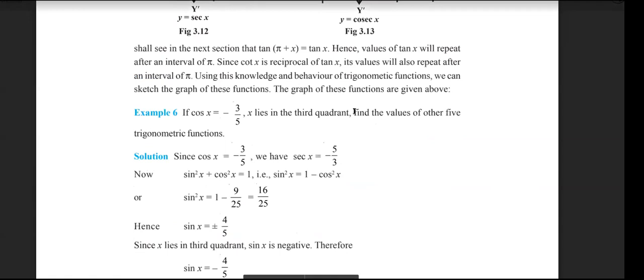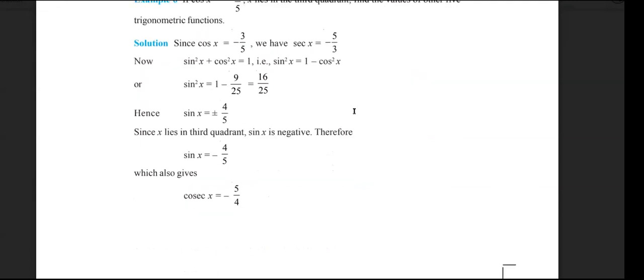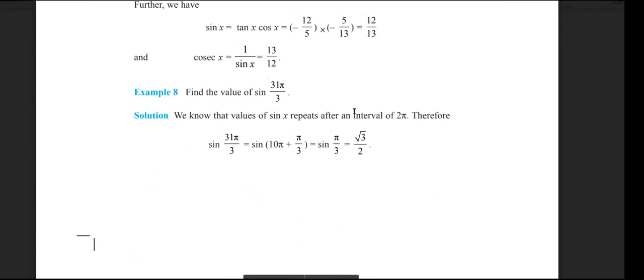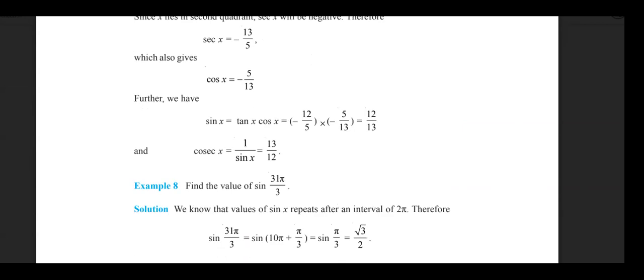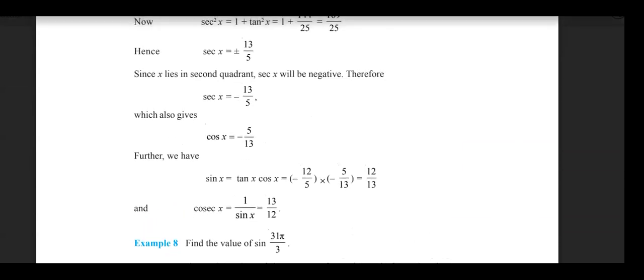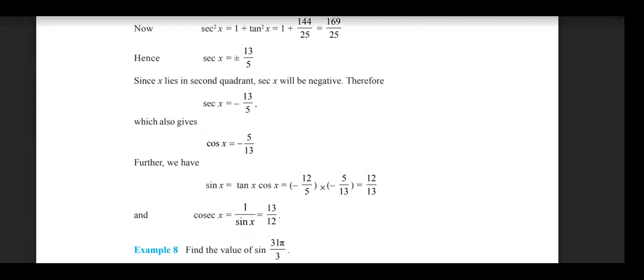So examples like this will come: cos x is equal to minus 3 by 5, x lies in the second quadrant, find the value of the 5 trigonometric functions. Can we do that, yes or no? So let us solve one problem. Okay, try to solve this problem, guys. This one, example 8, step by step.